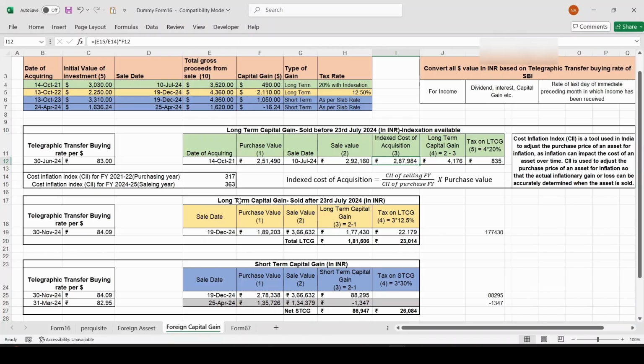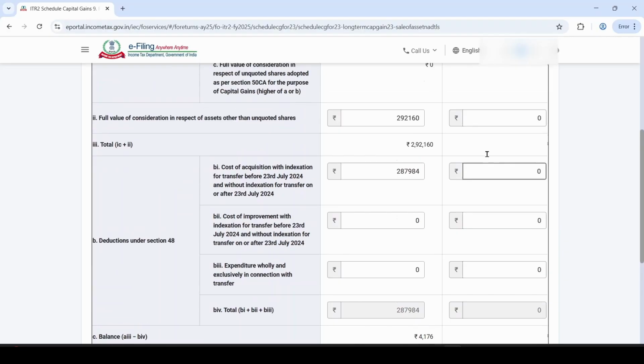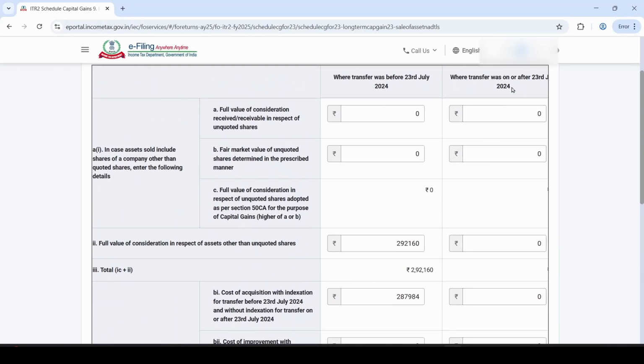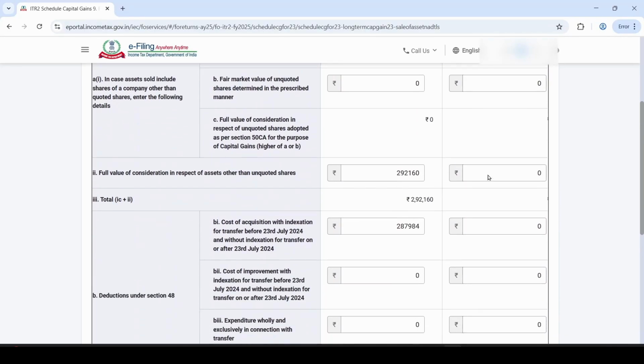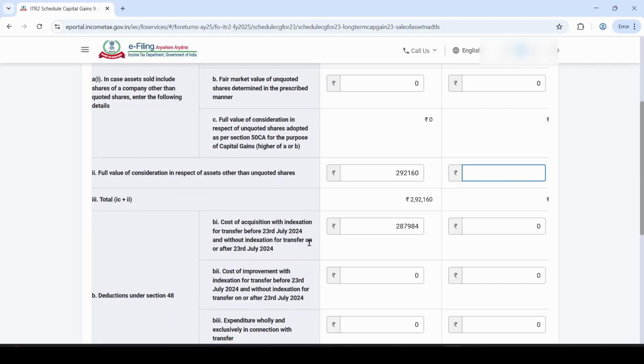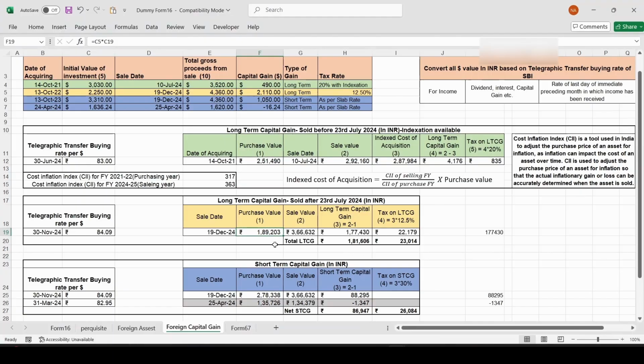And in the next entry, we have long-term capital gain where we have sold shares after 23rd July 2024. Sell value in this case is 3,66,632. So in the second column, because we sold after 23rd July 2024, we will mention the sale value here, 3,66,632. Here we need to mention purchase value without indexation. So our purchase value is 1,89,203.